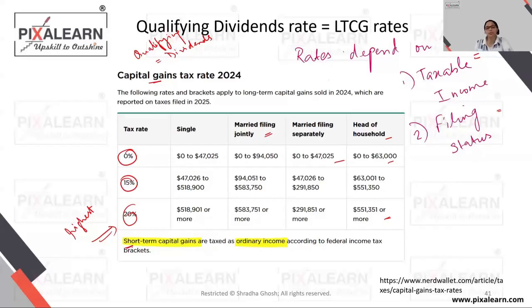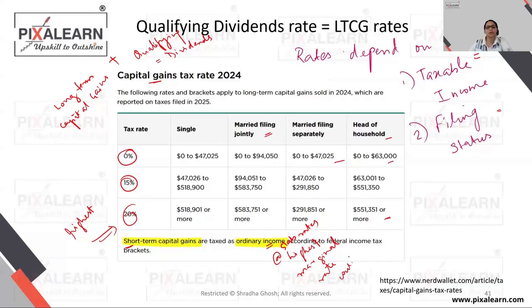Remember, if it's a short-term capital gain... here when we say capital gains, we're talking about long-term. So it's only long-term capital gains and qualifying dividends which would attract 15, 20, or even 0%. But the moment it is short-term, you're going to pay tax at the ordinary income tax slab rates, so your highest marginal tax rate could be 37%. So remember, long-term capital gains tax rates are highest 20%, same with qualifying dividends.